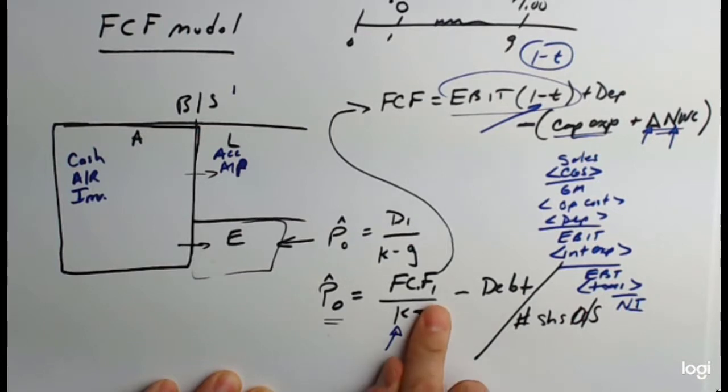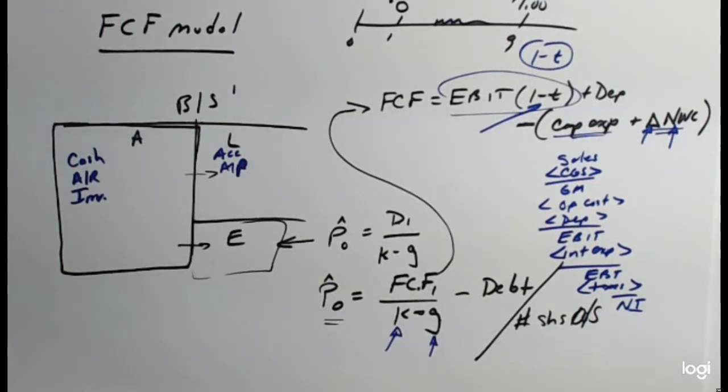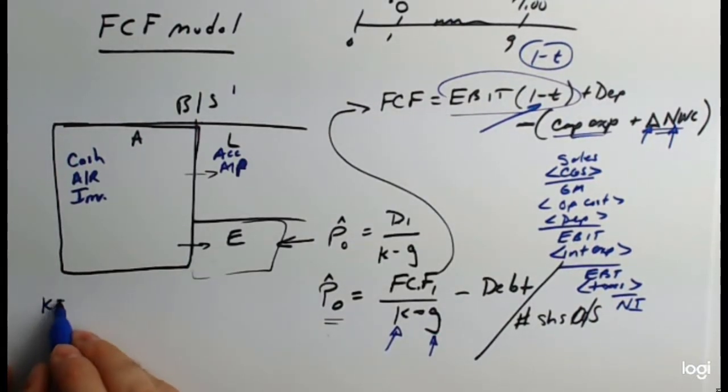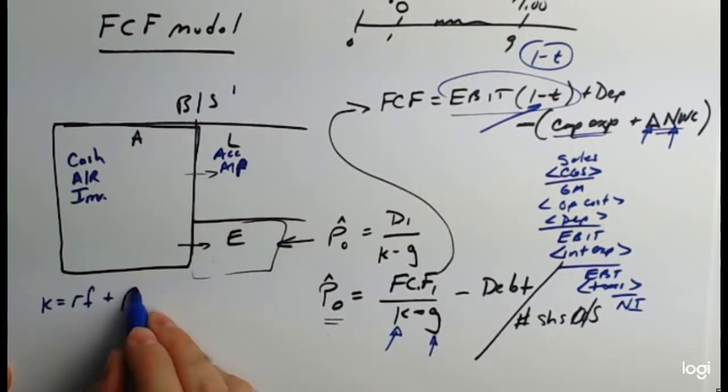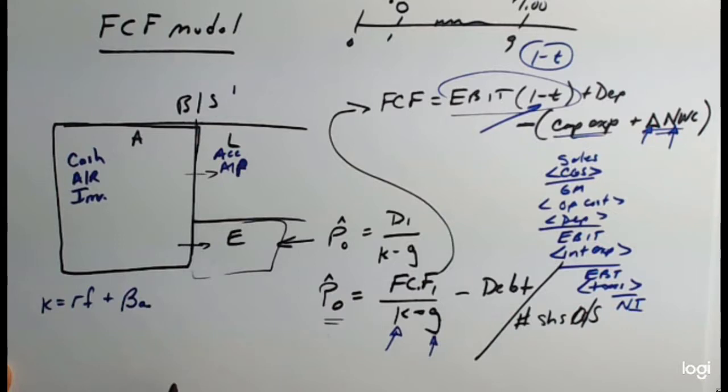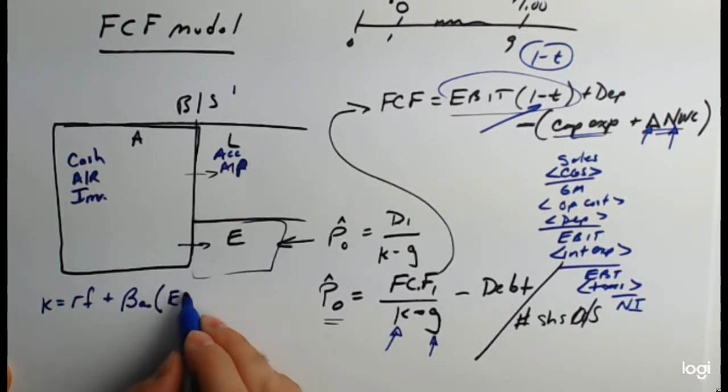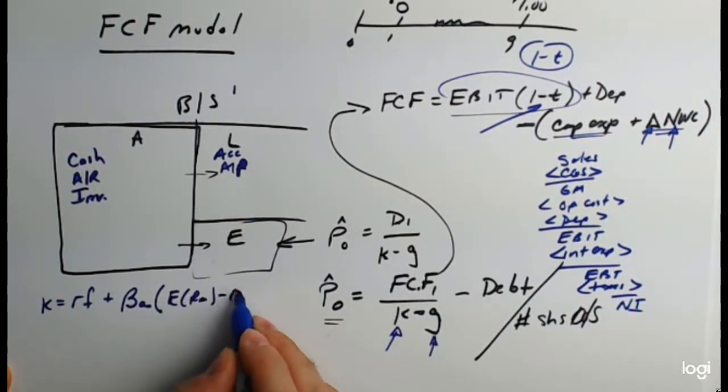We're going to just assume a growth rate. But what we want to look at right now is K. We want to look at this more closely. K equals the risk-free rate, the opportunity cost of money, plus the beta of assets times the market risk premium.